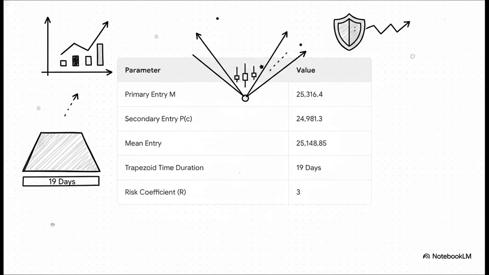All right, let's get into the specific numbers that define this whole setup. You've got the primary entry M sitting at 25,316.4. The secondary entry P of C, that's a bit lower, at 24,981.3. The model also defines something called the trapezoid time duration, which is set for 19 days, and a risk coefficient, which is set to 3. These all seem to be key proprietary inputs for this system.